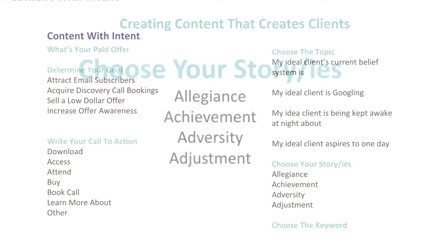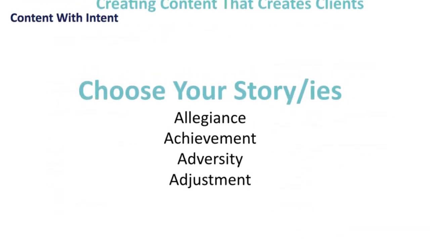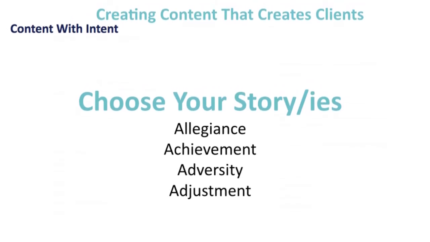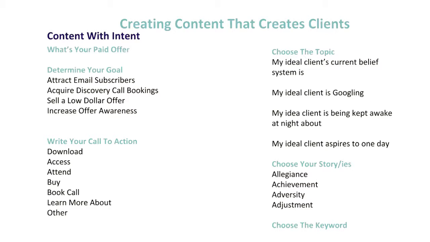And next on the list, number 5, is choosing your stories. Now, I have 4 story types, and I'm going to do another video on what these are, but just very quickly, we can have allegiance, which is our values and our why. What are the things that your ideal client believes and that you believe in? Achievements, which is really looking at some success stories to show that proof that you can actually achieve a result for them.